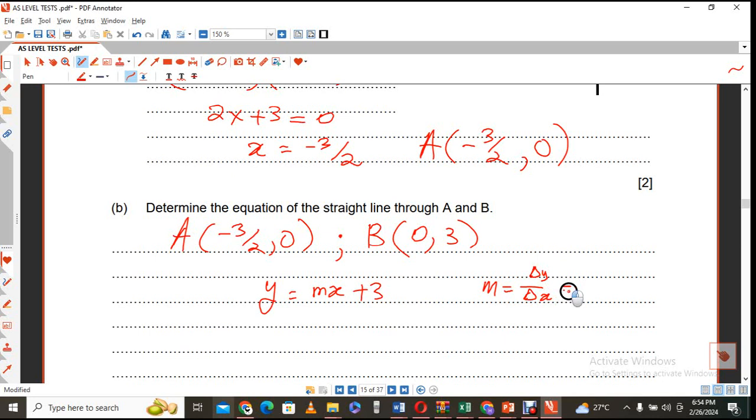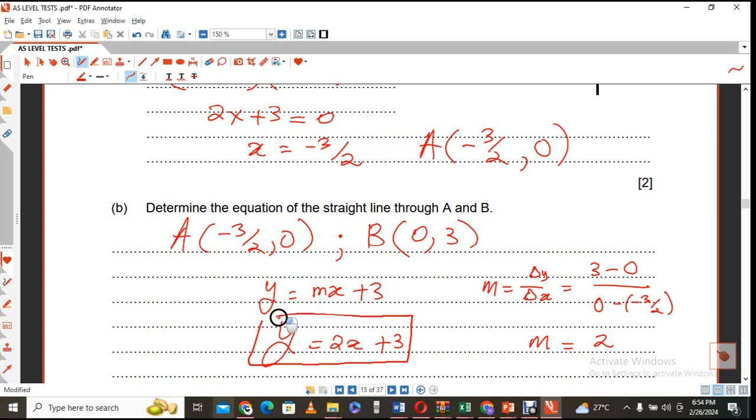Okay, let's suppose we calculate the gradient by saying the gradient would be delta y over delta x. We take two y values and subtract them, 3 minus 0. I started with B, so I'm going to say 0 minus, of course, negative 3 over 2. If you were to do that, you'll see that the gradient will give you nothing but 2. So my equation therefore is y equals 2x plus 3. Much easier to arrive at and find the equation of that blue line in my diagram.